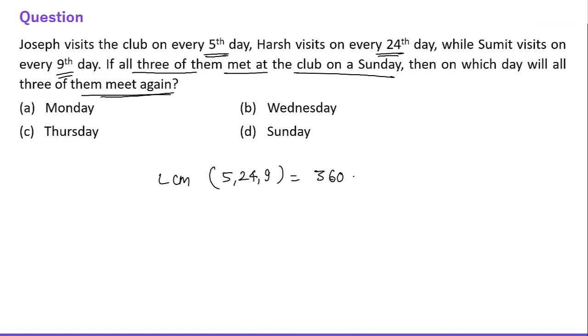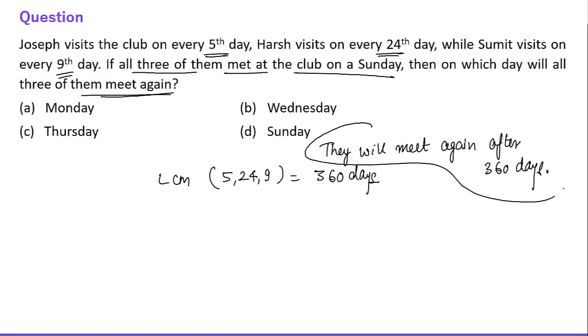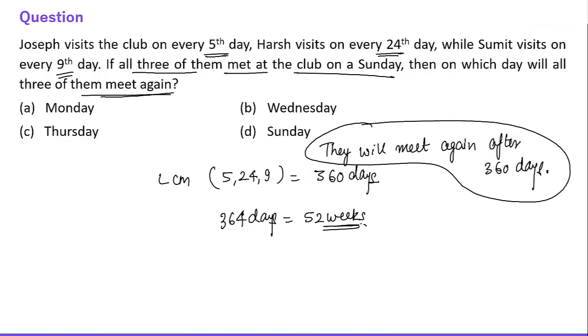360. So they will meet again after 360 days. Right, everyone? So they will meet again after 360 days. Fine. Now, 364 days means what? 364 days means 52 complete weeks. Right? So when we add 52 weeks, obviously the same day will come again. Fine. So Sunday plus 364 days is equal to the 365th day, so the 365th day equals Sunday again.